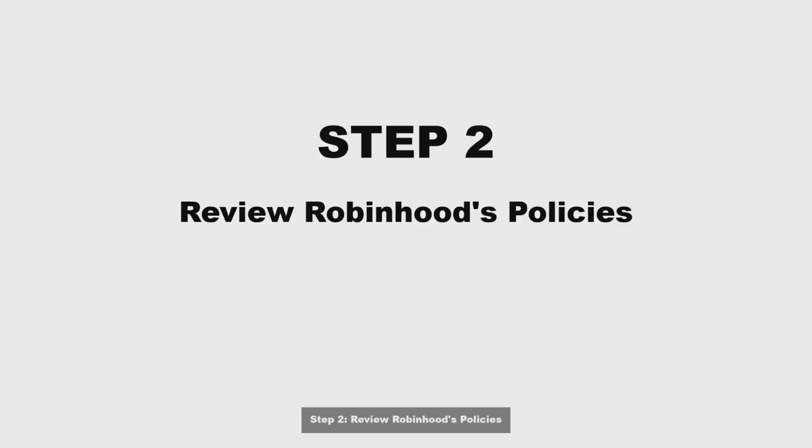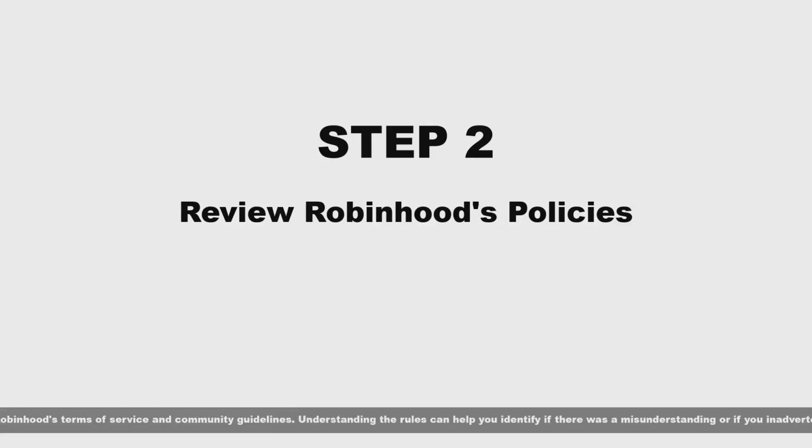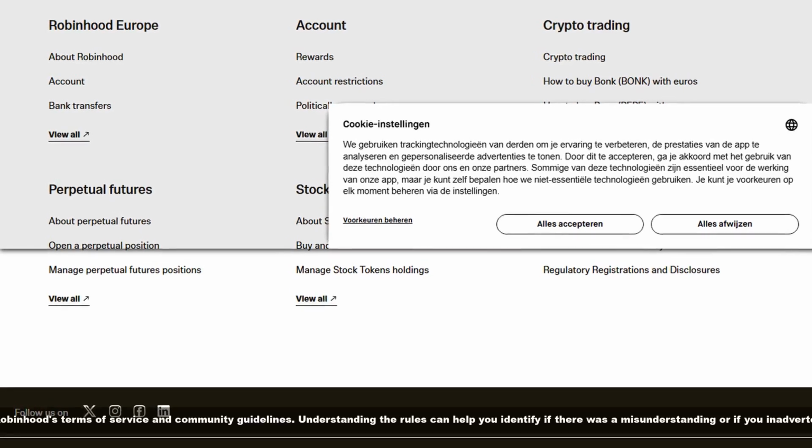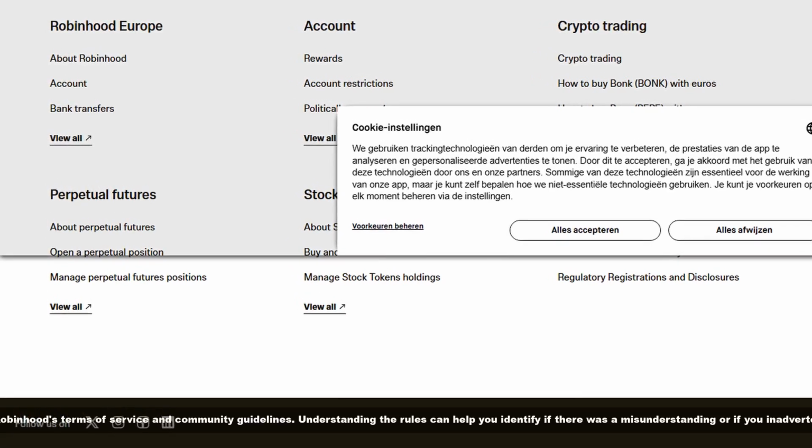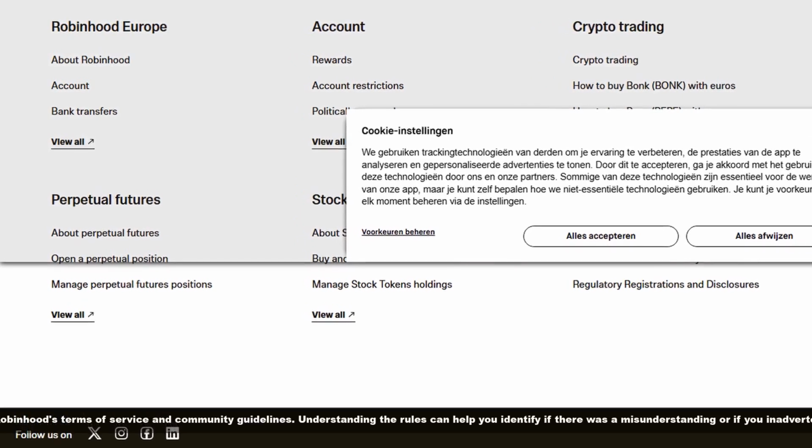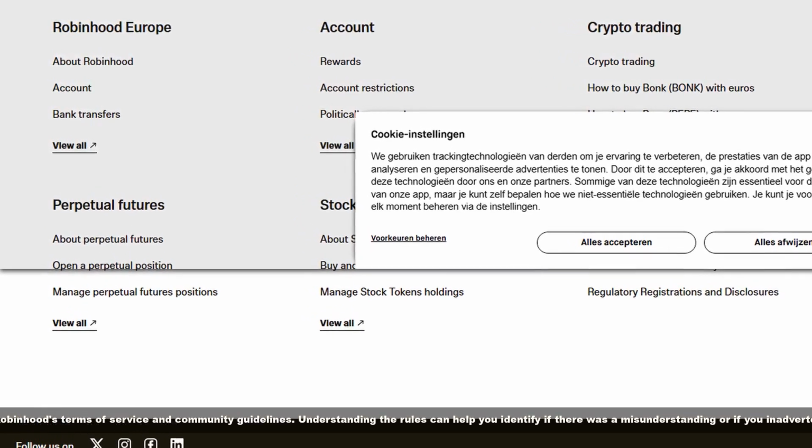Step 2. Review Robinhood's policies. Familiarize yourself with Robinhood's terms of service and community guidelines. Understanding the rules can help you identify if there was a misunderstanding or if you inadvertently violated any policies.